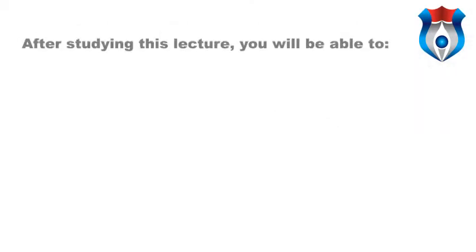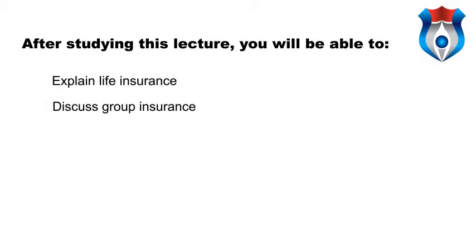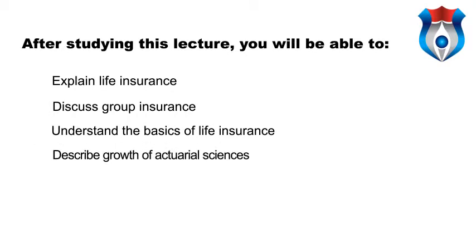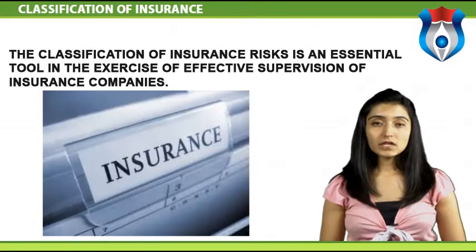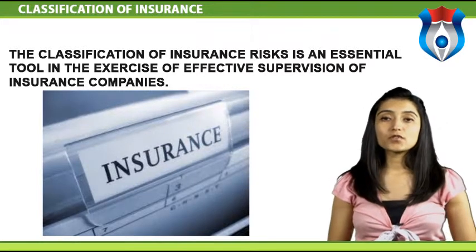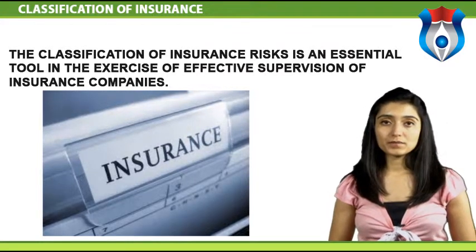And after this lecture, we will be able to learn the following objectives. Explain life insurance, discuss group insurance, understand the basics of life insurance, describe growth of actuarial sciences, define the life insurance documents. Let's start with the concept of classification of insurance.